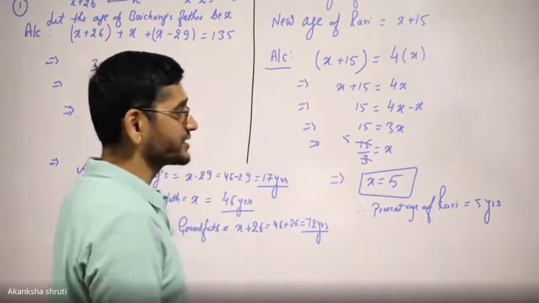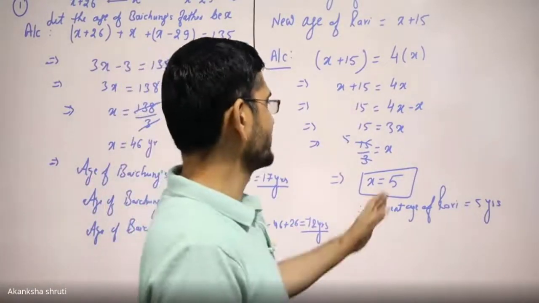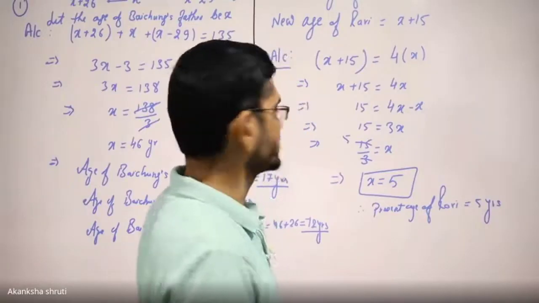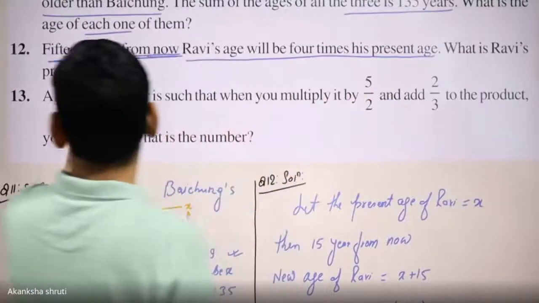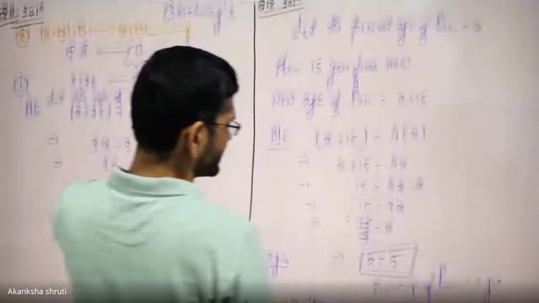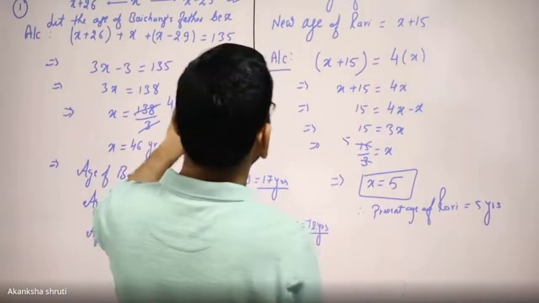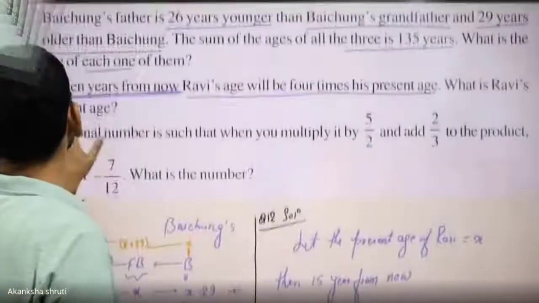And what will be his future age? That will be obtained by adding 15 to this 5. It becomes 20. So this was all about Ravi's present age. Present age is being asked, and we have calculated the present age. So this was all about question number 12.